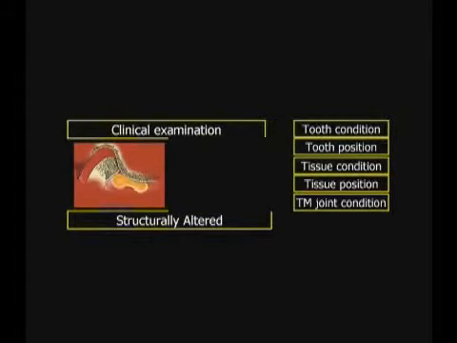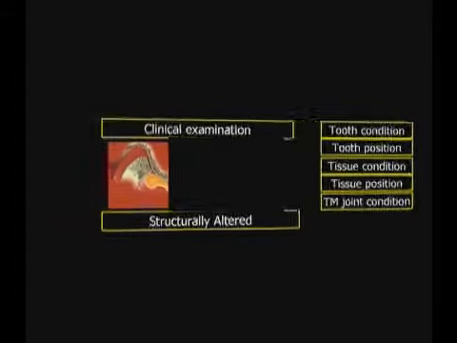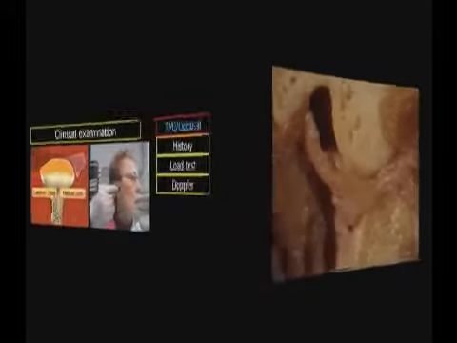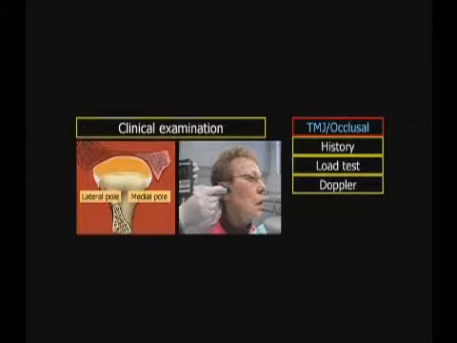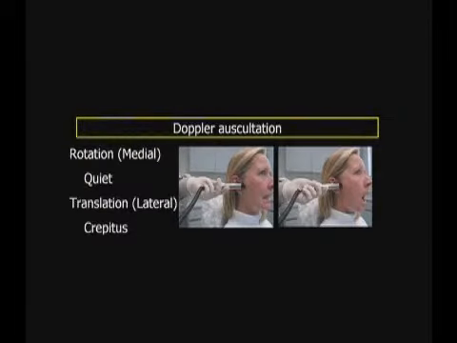The second type of joint we see is a structurally altered joint. As we look at this video clip of a cadaver dissection, please note the following items. Doppler auscultation gives us an opportunity to listen to the tissues rubbing against each other. And now we'll hear noise on translation, lateral pull.